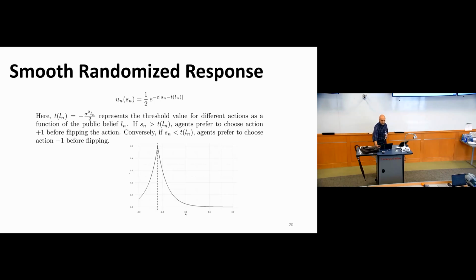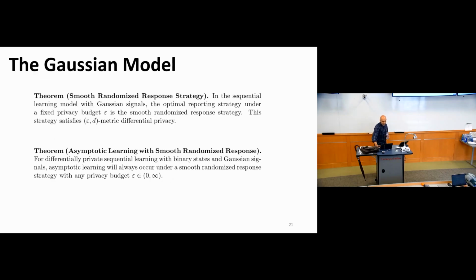depending on the epsilon of the differential privacy budget, and also it will not affect the asymptotic learning, because we would also satisfy the metric differential privacy with just pure randomization, without the probability of randomization going down. And then the issue is that you're always going to randomize, and then there's no concept of learning at that point, asymptotic learning, that eventually agents are going to take a correct action.